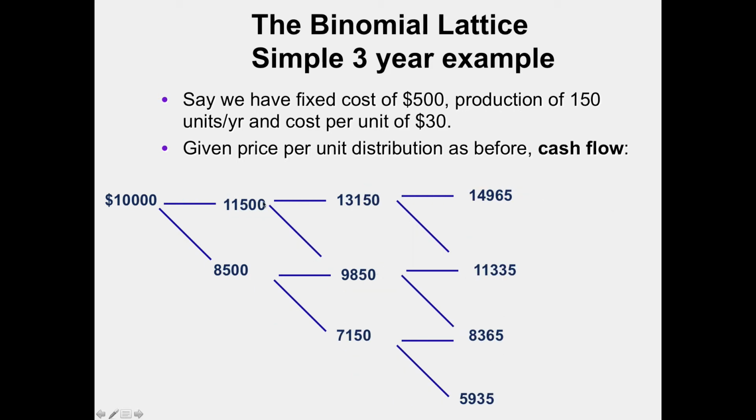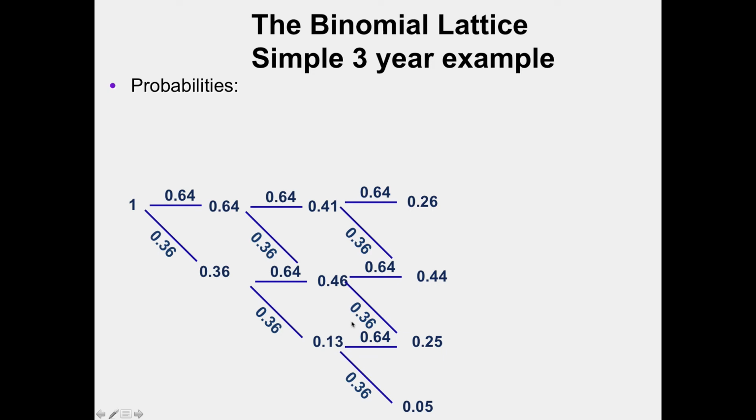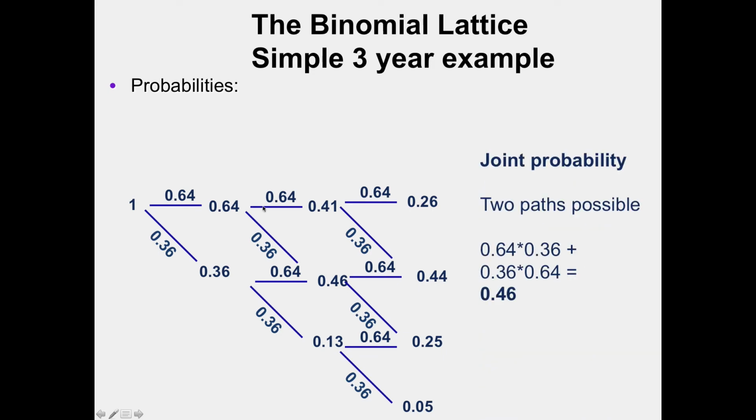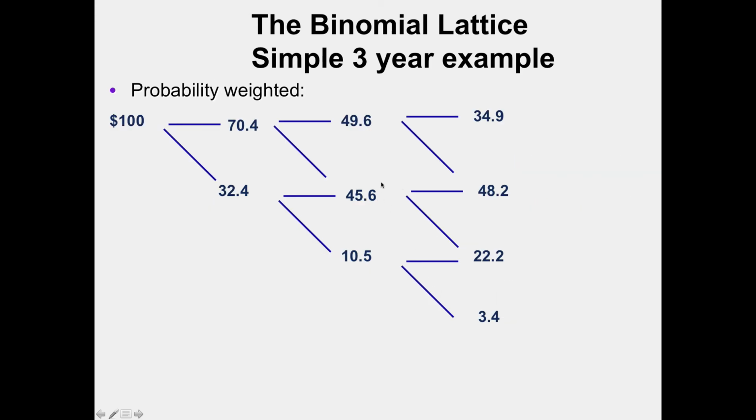So here's the cash flow tree, and I haven't discounted them to present value, but I could. The probabilities are these. These are joint probabilities along the way. So for this one, for example, I can get there from here or from there, and I have to add them up because they're two independent probabilities. This is an or, right? I can either get here this way or this way, so I add the probabilities. And then I can weight the values by probability, and we'll go on and on and on.